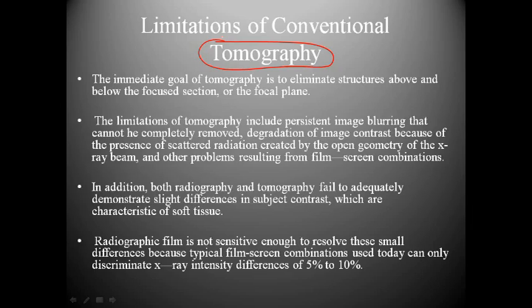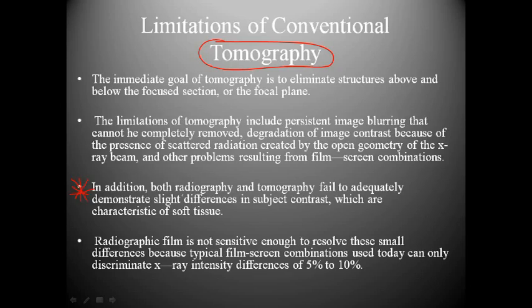In addition, both radiography and tomography fail to adequately demonstrate slight differences in subject contrast, which are characteristic of soft tissue. So the one thing that both X-rays and tomography have in common is this, that they really can't distinguish abnormalities in structures that have very similar densities. So that is a flaw for both.